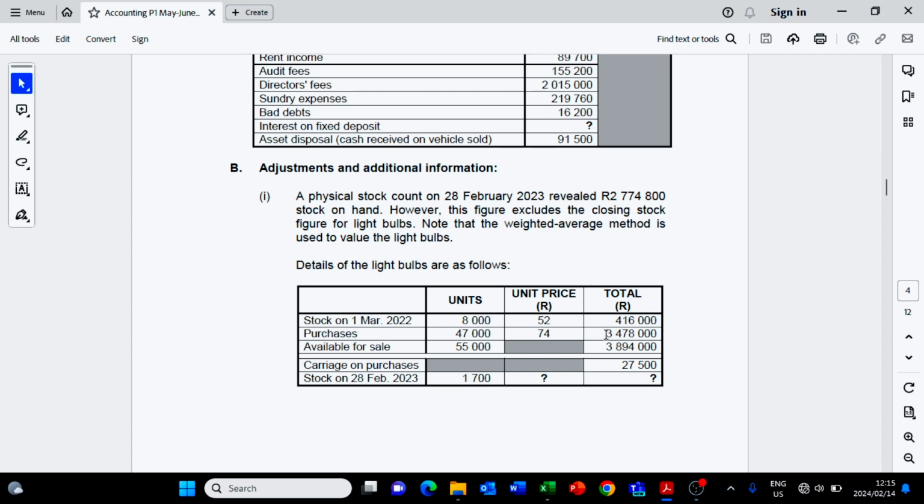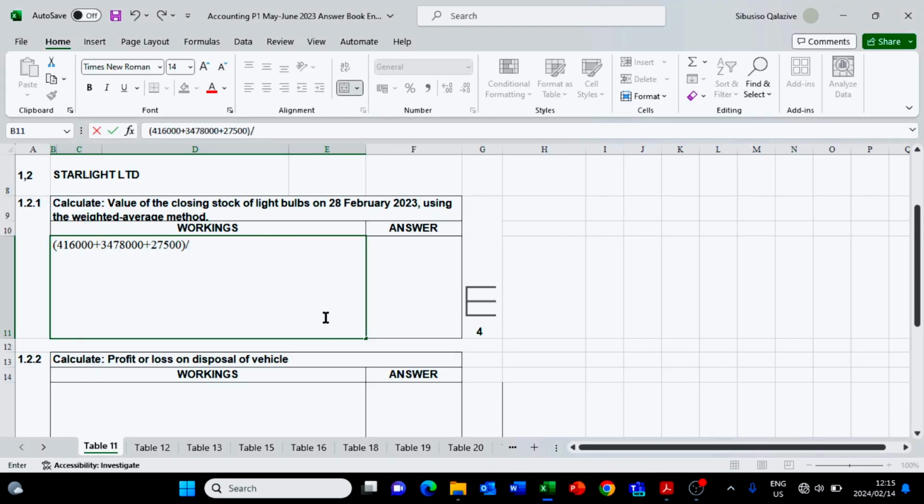416,000 plus 3,478,000, which equals this. Just this plus this equals this plus this equals this. I hope you are clear on that one. So now, because we are doing the weighted average method, it's the value of the stock divided by the units of the stock.